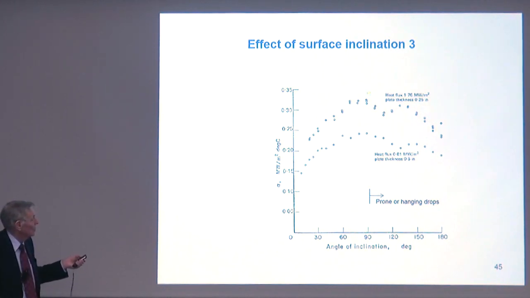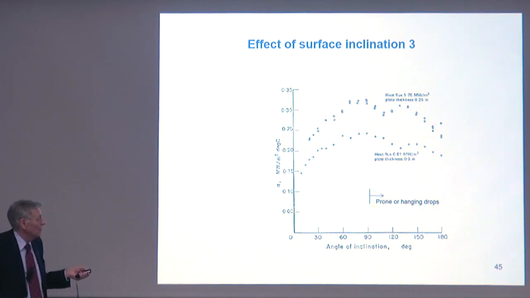This is a vertical. Not surprisingly, the heat transfer coefficient is best for a vertical surface. But as you go in the direction of hanging droplets, prone, this way, the droplets under here, interestingly, there's a second maximum, not at the same place precisely. For these are two different heat fluxes. For one heat flux, it's here. For the other one, it's here. Now, this was done many times, maybe 50 times, different heat fluxes. In every case, we got this second maximum here.